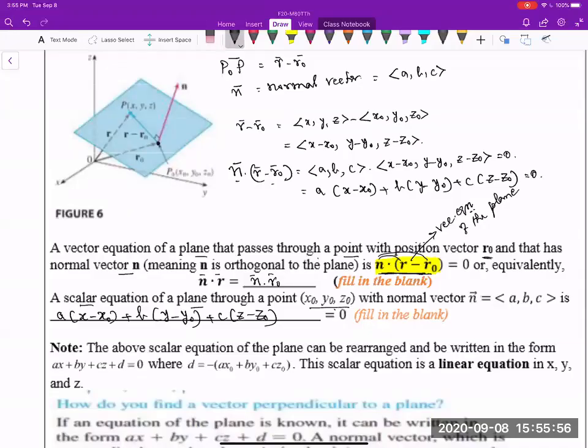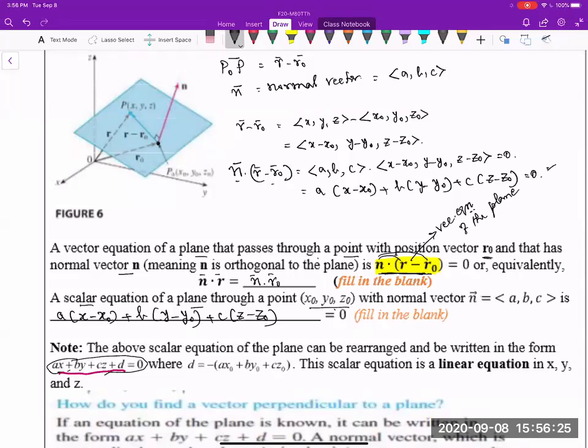Now consider that the above scalar equation of the plane can be rearranged and written in the form ax plus by plus cz plus d equal to 0, where d equals negative (ax0 plus by0 plus cz0). This scalar equation is a linear equation in x, y, z. So we can actually derive this equation from what we have done here.